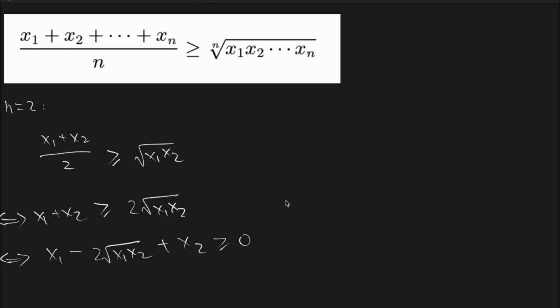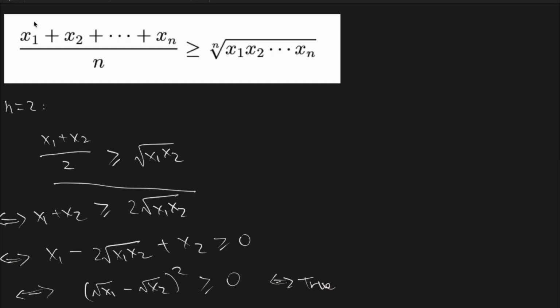And we can actually factor the left-hand side here into (root x1 minus root x2) squared. If you were to check for yourself and expand this, it should be the exact same as that. And so we get that this is just equivalent to proving this inequality. But because all squares are non-negative, this inequality is obviously true. Hence, our original expression is true, and the case n equals 2 does indeed hold.